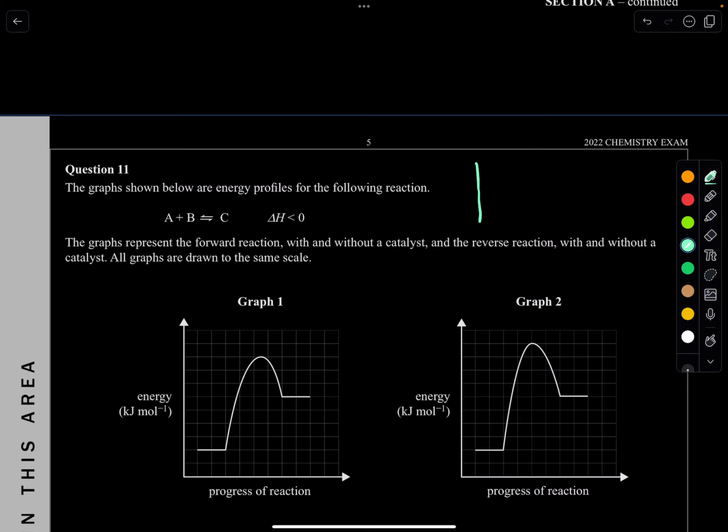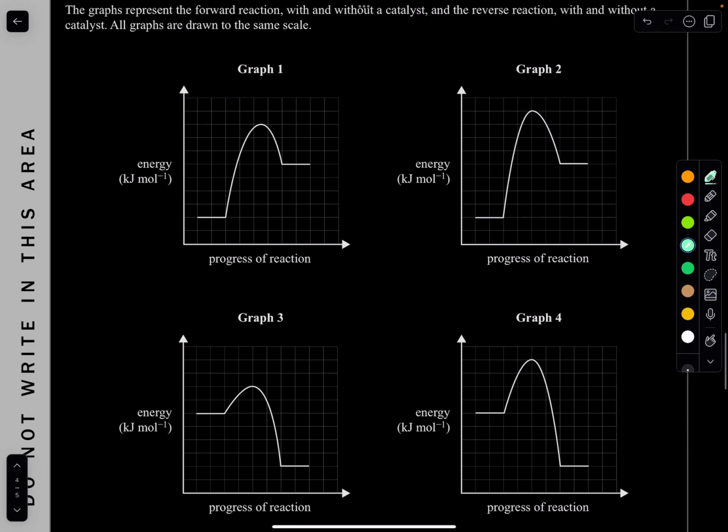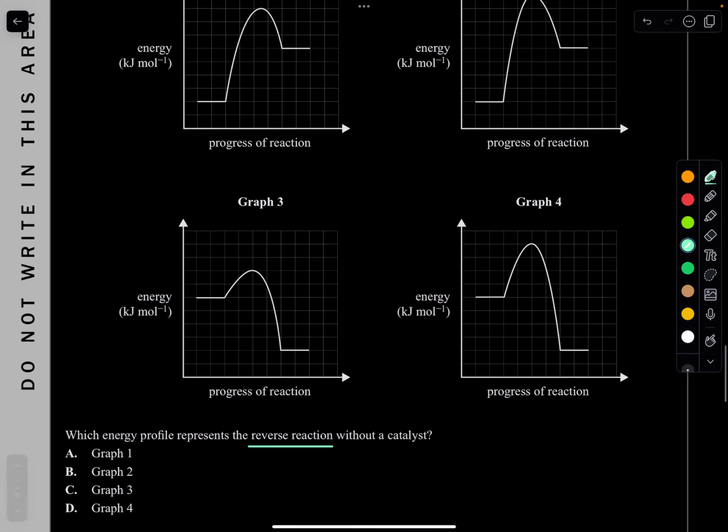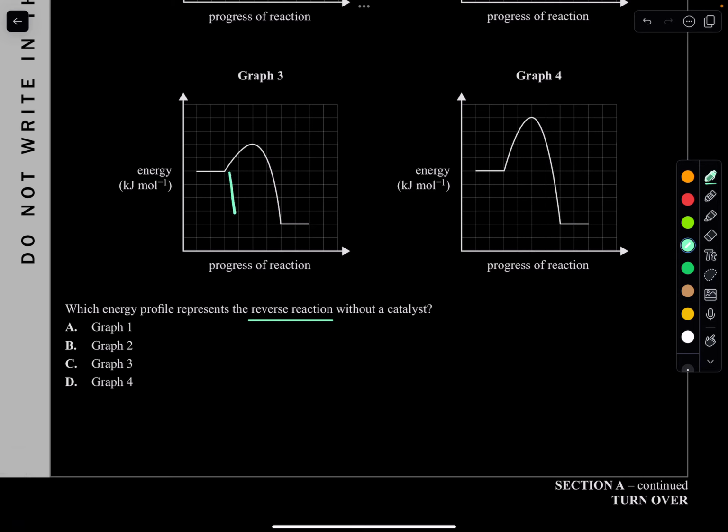And remember, endothermic, your enthalpy change is greater, like that. It looks like this. So it could be 1, it could be 2, but 3 and 4 are wrong. These are exothermic. You see that the enthalpy change has changed. So, not C and D.